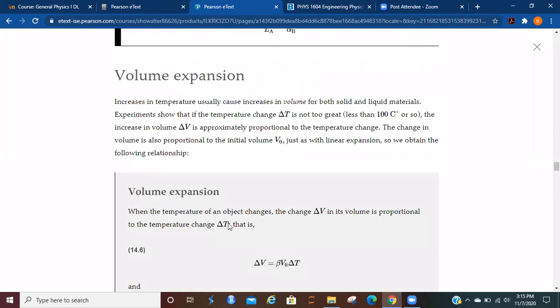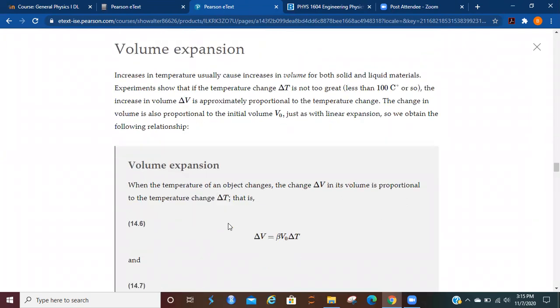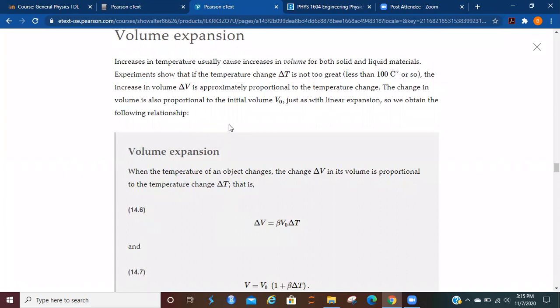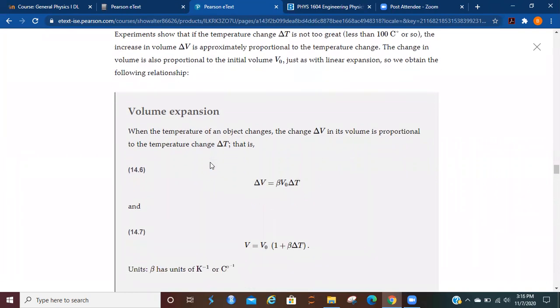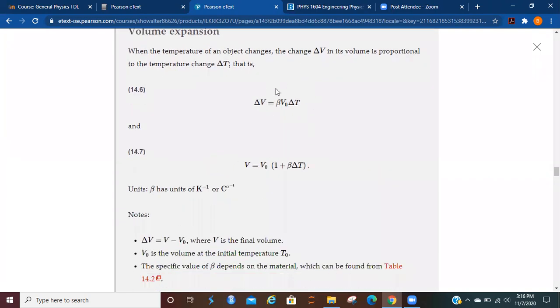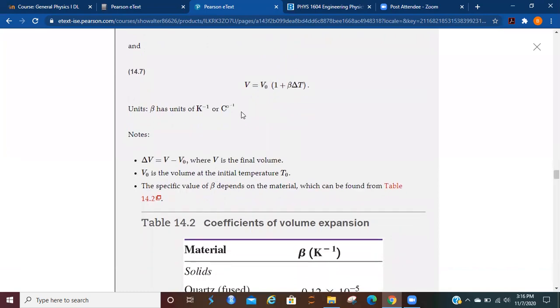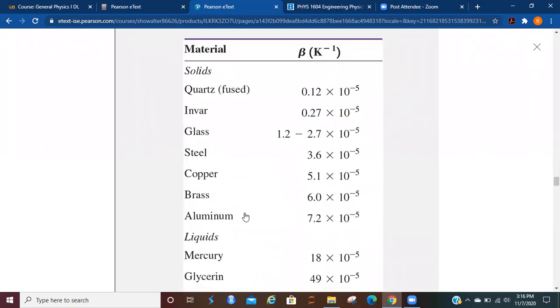Volume expansion. If you're looking at both solid and liquid materials, you can have volume expansion. If the change is not too great, then the increase in volume is approximately proportional to the temperature change. The change in volume is also proportional to the initial volume. So just like what we had with the linear expansion, we've got that here with the volume expansion. The only difference we're seeing here are the V's as well as the beta. And we can see those changes here.